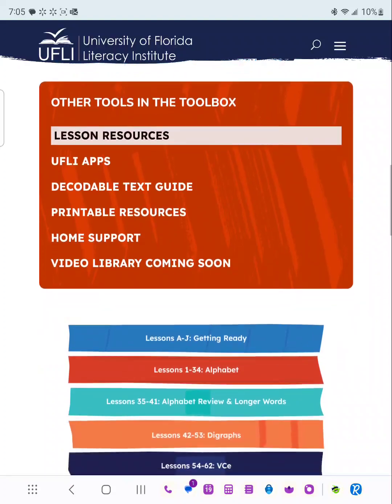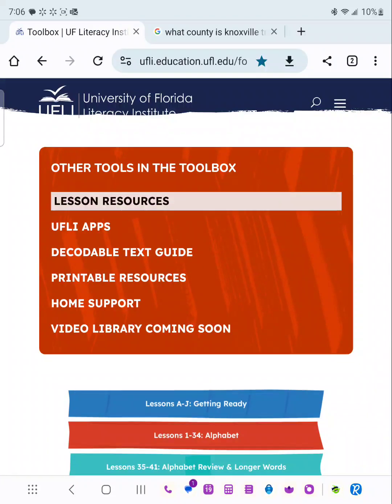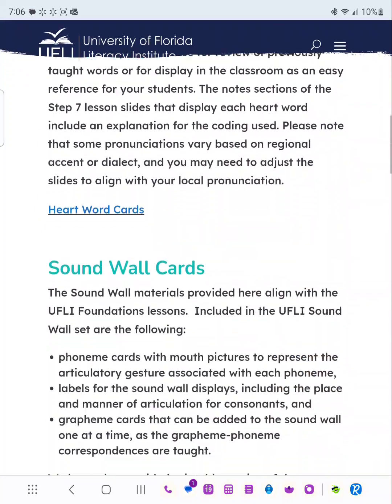Okay, so when we get down here, we see in this orange box here, it's the other tools. This is amazing. They've got the apps here that you can download, the decodable text guides, the printable resources. That's going to be your big-time resource. We're going to click that printable resource there.